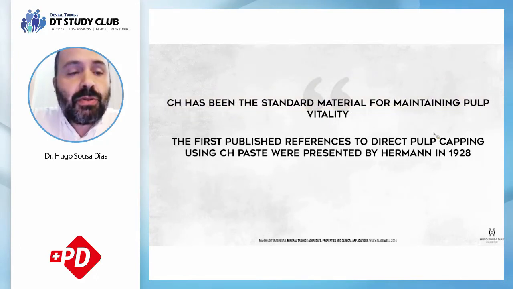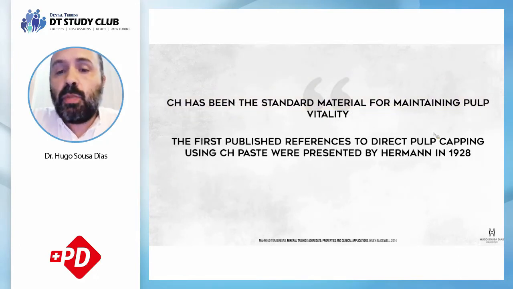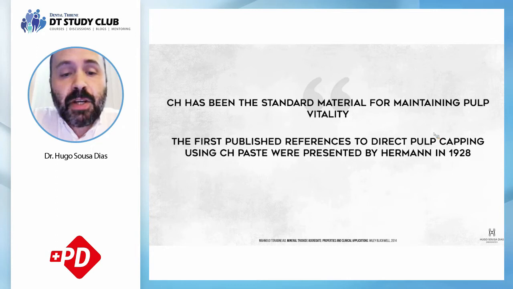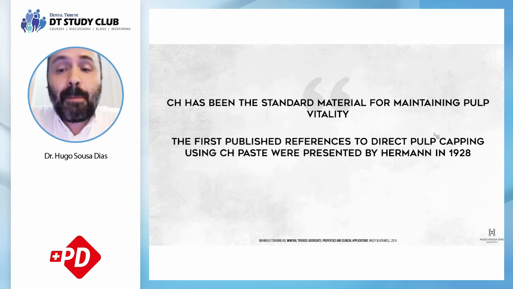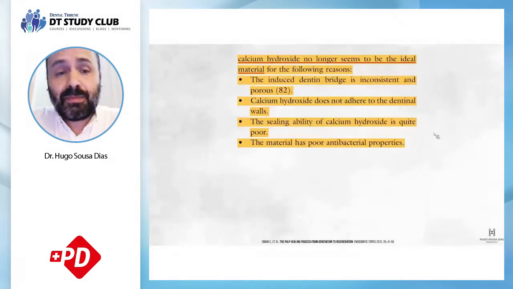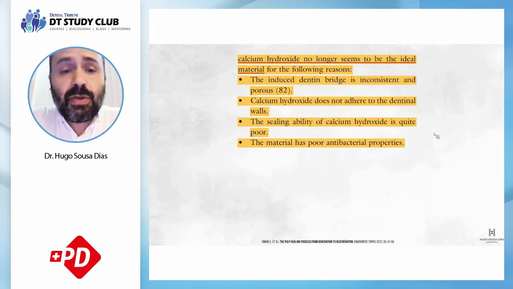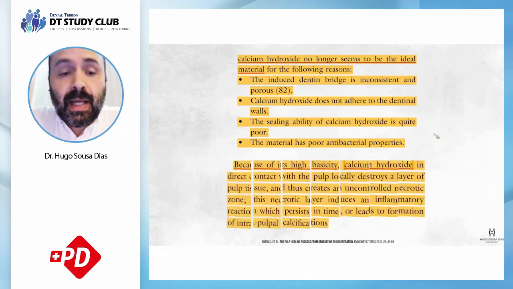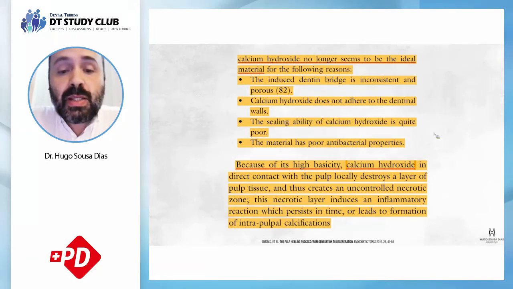For a long time, calcium hydroxide has been the standard material to use in this kind of procedure to maintain pulp vitality. The first published reference for direct pulp capping using calcium hydroxide paste was presented by Dr. Hermann in 1928. But calcium hydroxide has some drawbacks: the induced dentin bridge is inconsistent and porous, it does not adhere to dentinal walls, its sealing ability is quite poor, the material has poor antibacterial properties, and another drawback is related to its high basicity.